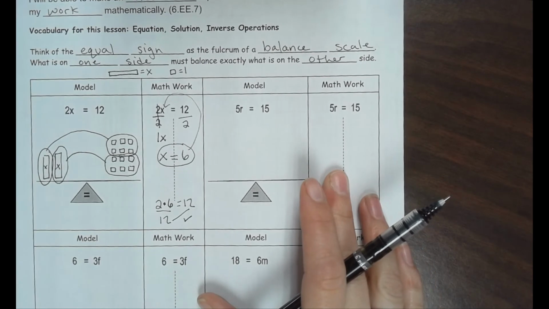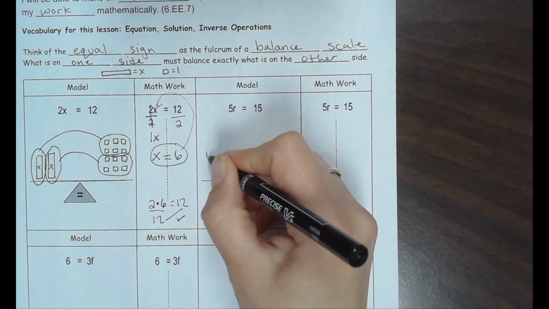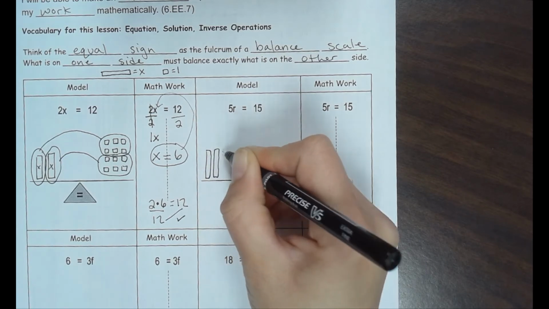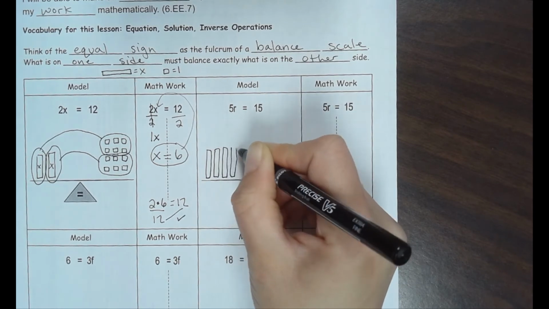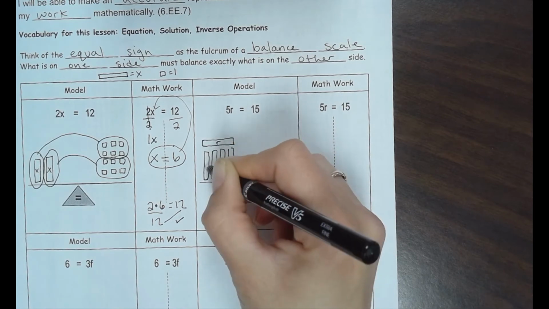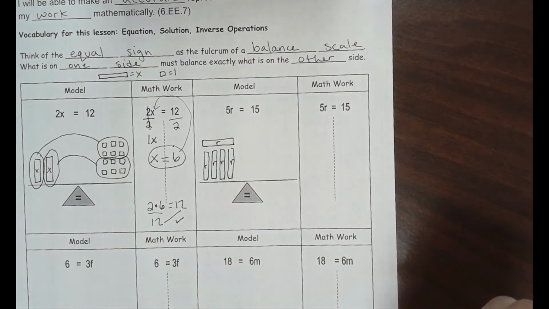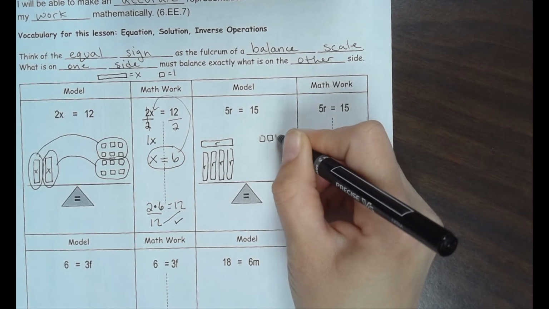Okay, let's try this one. 5r equals 15. If I have 5 r's, that means I'm going to draw 5 rectangles. So 1, 2, 3, 4, and I'm running out of space on this side, so there's 5. Each one of these represents r, so there's my 5 r's. 5 r's is worth 15 squares, so I'm going to draw 15 squares over here.